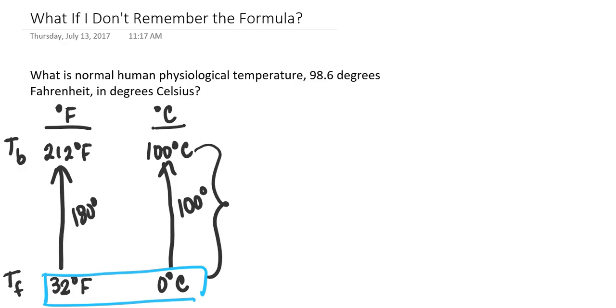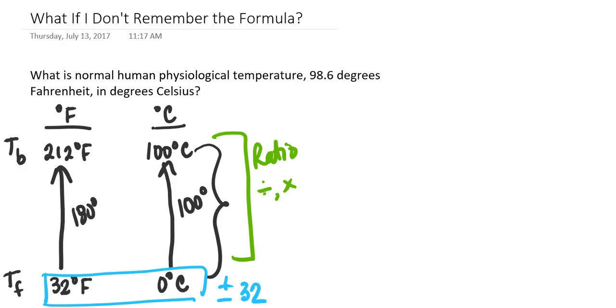And so that means we have to either add or subtract 32 to correct for the starting point, and we're going to have to find some ratio to correct for the different ranges that encompass the boiling point and the freezing point of water between the two temperature scales. And that's going to involve either multiplication or division of these two factors, namely 100 and 180.